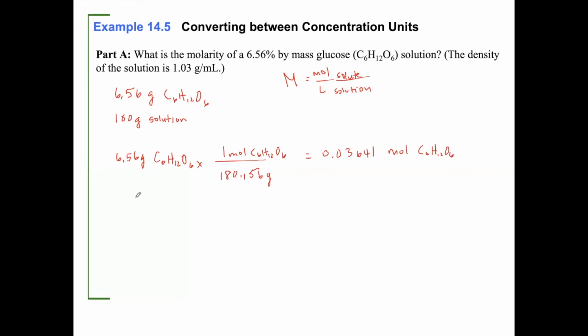If we have 100 grams of solution, and we know that the density is 1.03 grams per milliliter, then we know that there's 1.03 grams of solution in 1 milliliter of solution. And then because molarity uses liters as a unit, we're going to convert that to liters.